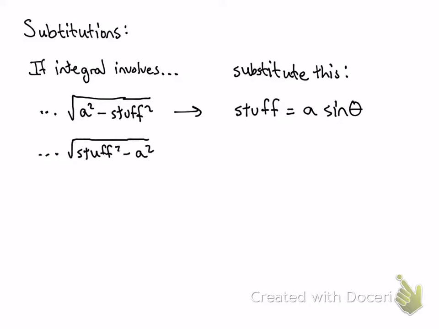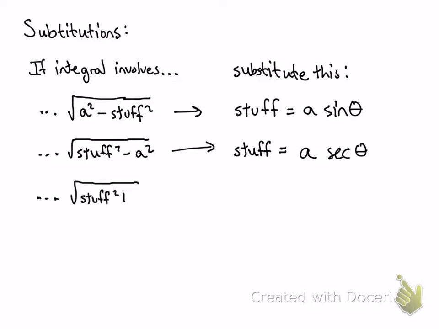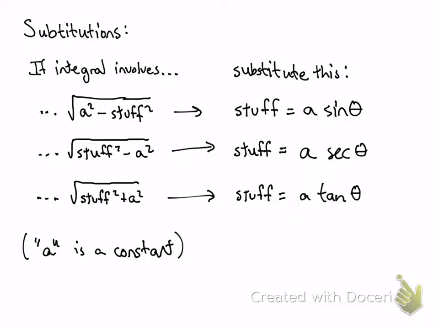Okay, what if instead of number squared minus stuff squared, it's stuff squared minus number squared under the square root? Well, slightly different substitution. The variable stuff now needs to equal a times secant theta. And if the stuff squared and the number squared are added, you make the substitution of the stuff equals the number times tangent theta. Right, in all these cases, remember that a that I'm writing down is some number, some constant.